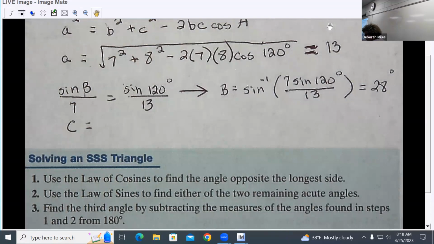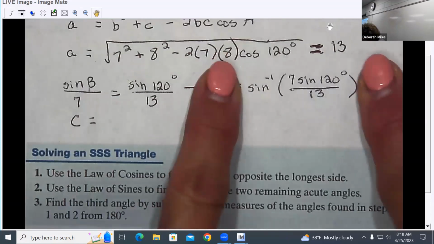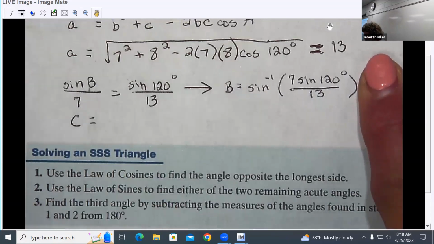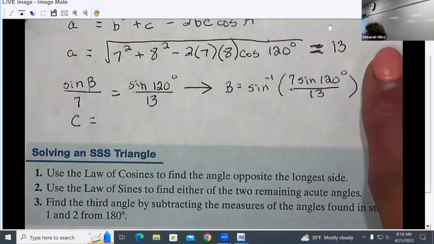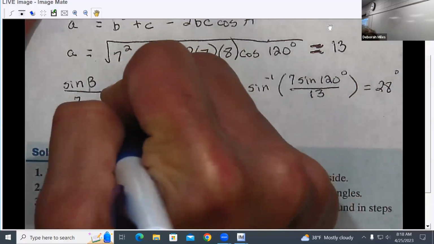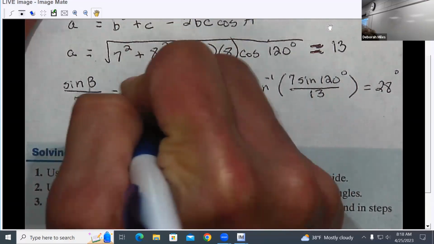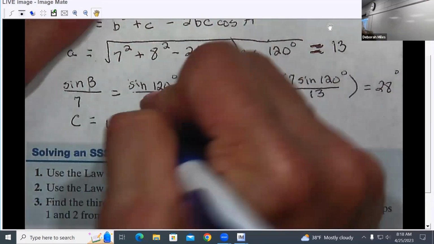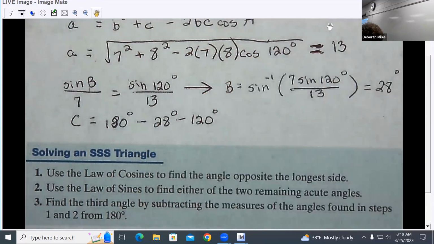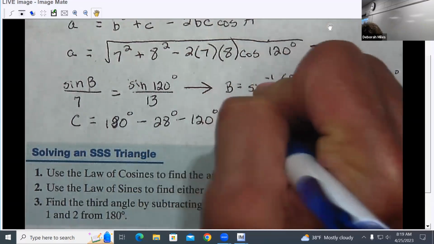As long as we're not working for NASA. Now, if we're working for NASA, we're either going to have to use this exact expression for B, or we're going to have to use the law of sines again. If we're not working for NASA, and on the test, you can play like you're not working for NASA, you can just find C by 180 degrees minus your other 2 angles, 28 degrees and 120 degrees. And that is 32 degrees.